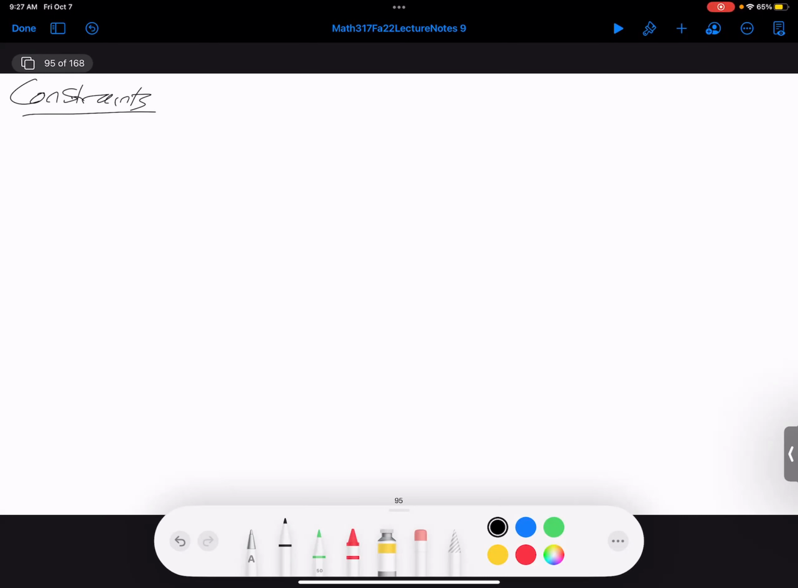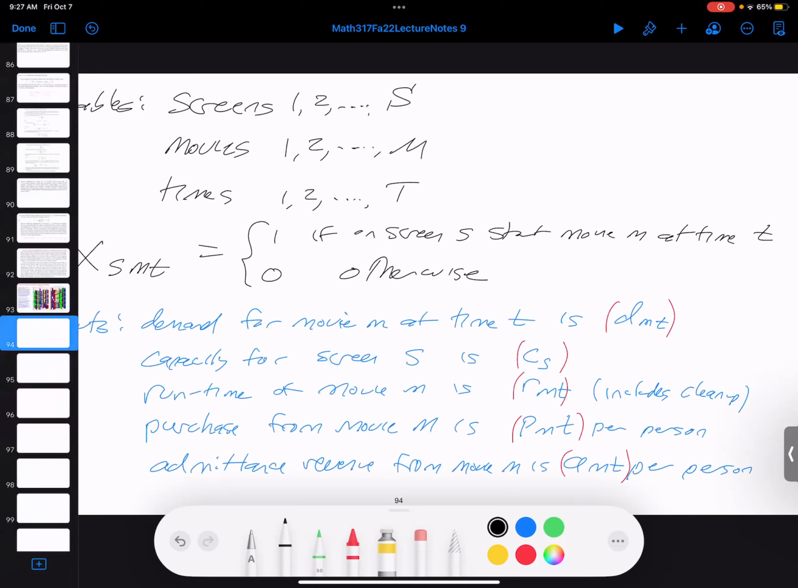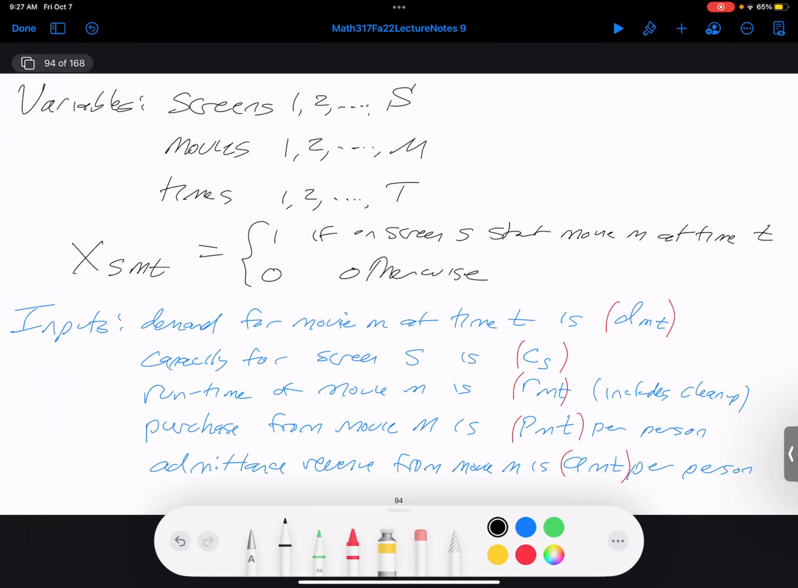What could be a challenge if you have 2 copies? If you go back to our constraints and the things we're trying to figure out, we've got the demand. The first one is the demand for movie at time t. If we have 2 copies of the same movie, they can easily be competing with each other for the same demand.